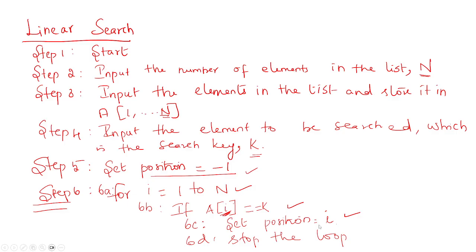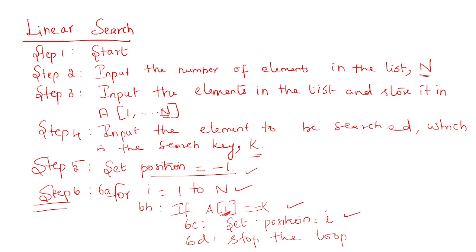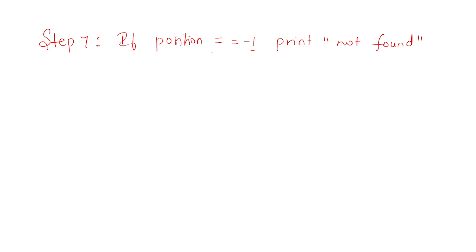For the final conclusion, I am again going to make a decision: if position is equal to -1, I can directly print that the element is not found. This was the original value assigned to position, and it has not changed because it never entered the condition A of i equal to K, which means the search key was not found. So if position is equal to -1, print not found.